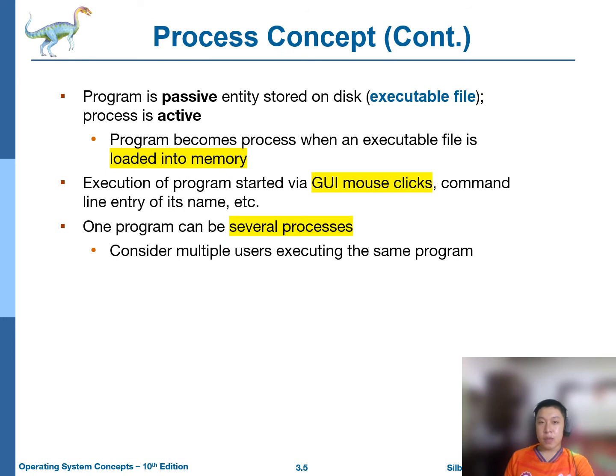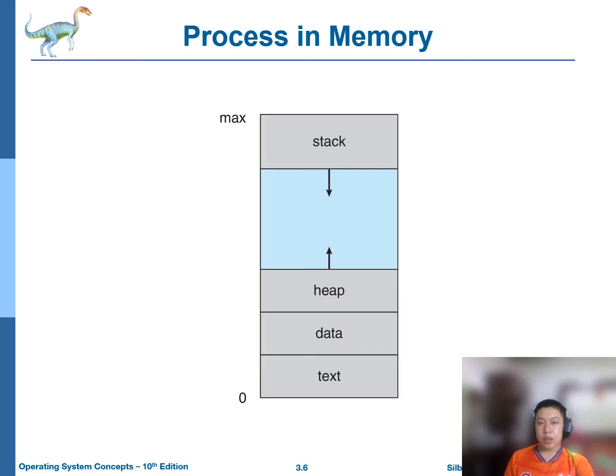Process concept. A program is passive, an executable file stored on disk, while a process is active. A program becomes a process when an executable file is loaded into memory. Execution of a program starts via a GUI mouse click, command-line entry of its name, etc. One program can be several processes, for example when multiple users execute the same program.